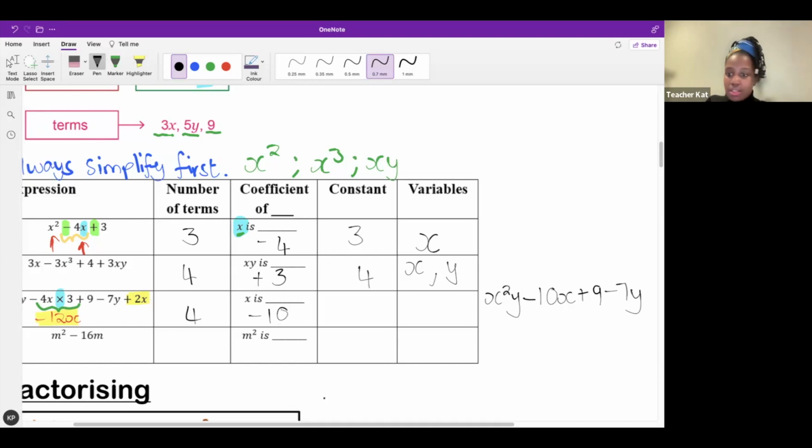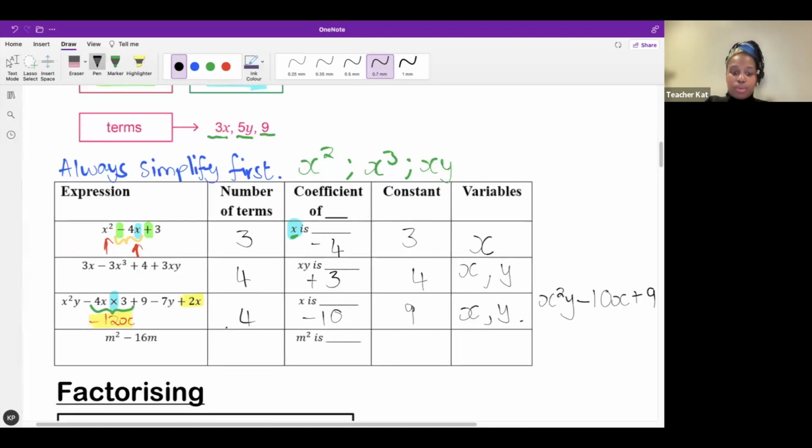Nice, guys. You guys are getting it. What is my constant? A 9 or positive 9. And what are my variables in the specific expression? Again, we have x and y. Great. Wonderful, wonderful.